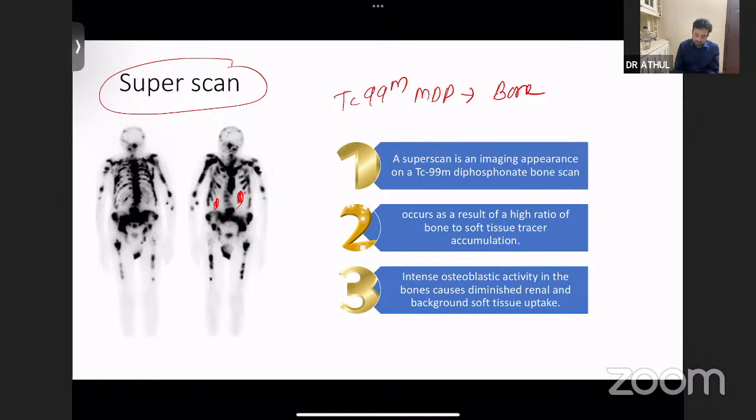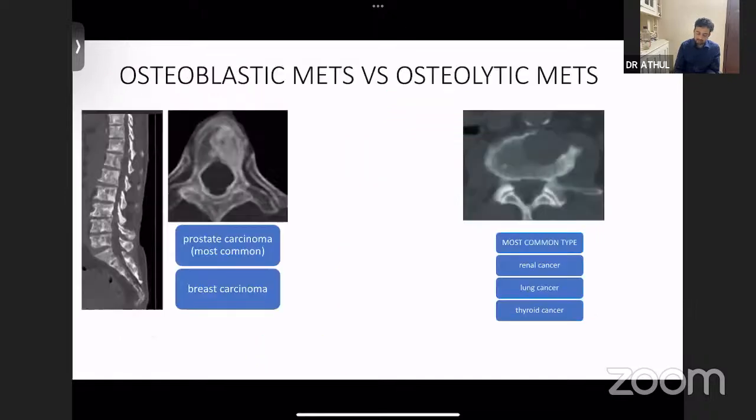Okay, it is because of the increased osteoblastic activity of the mets. So that was the answer for that question. Always remember, osteoblastic mets are more common with prostate carcinoma. In females, it can be seen with breast carcinoma, and it will be seen as sclerotic areas like this. Next time they can give you an image of CT or X-ray.